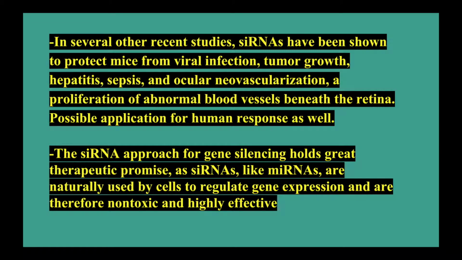In several other recent studies, siRNAs have been shown to protect mice from viral infection, tumor growth, hepatitis, sepsis, and ocular neovascularization, a proliferation of abnormal blood vessels beneath the retina. There is possible application for human response in this as well. The siRNA approach for gene silencing holds great therapeutic promise, as siRNAs, like miRNAs, are naturally used by cells to regulate gene expression and are therefore non-toxic and highly effective.